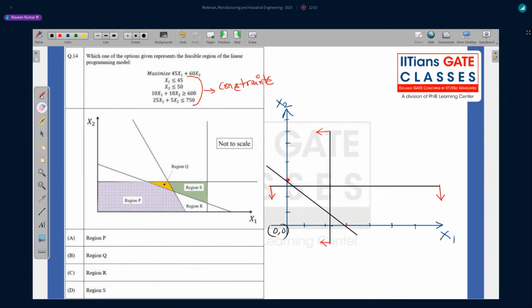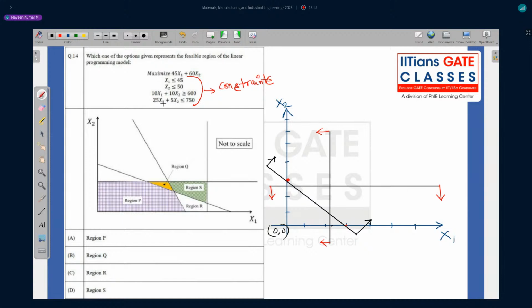So if you see here, substitute 0 comma 0, 0 greater than 600. That is not true. Obviously, you have to shade away from the origin. That is what you have to shade, this side. Okay. Now, after this, now we have to do this.